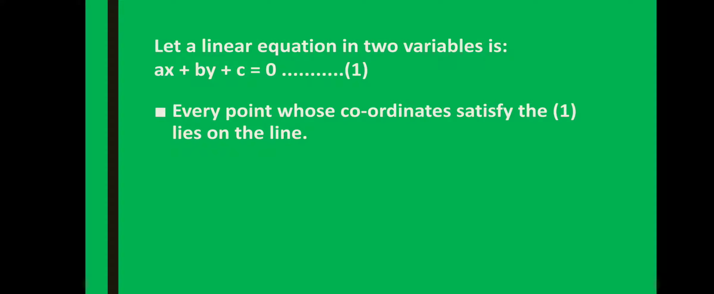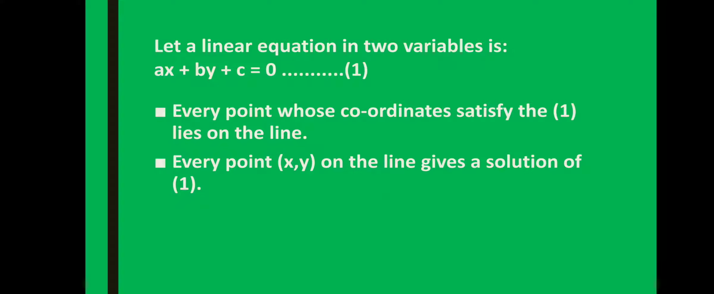point in a graph. Next point is every point x comma y. As you know, every point is represented as x comma y within brackets. Every point on the line gives a solution of equation 1.